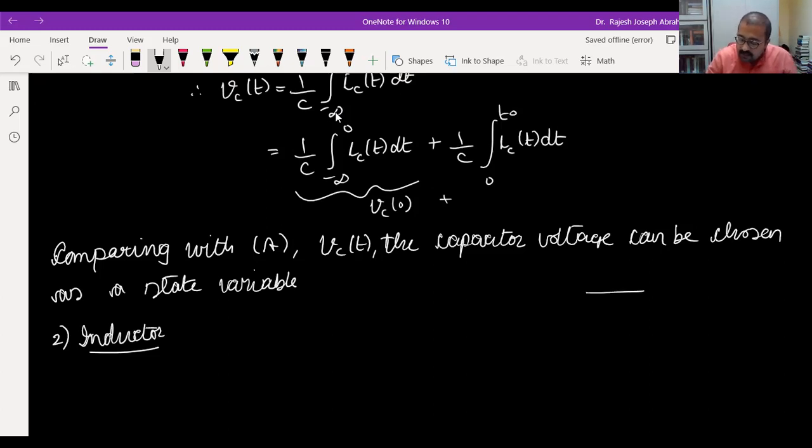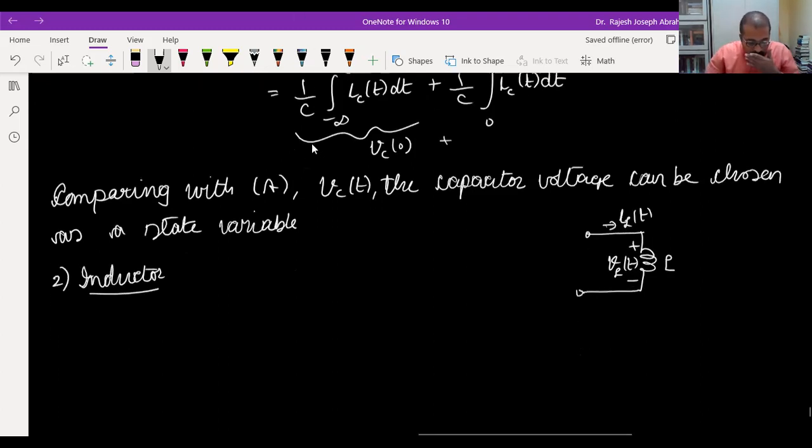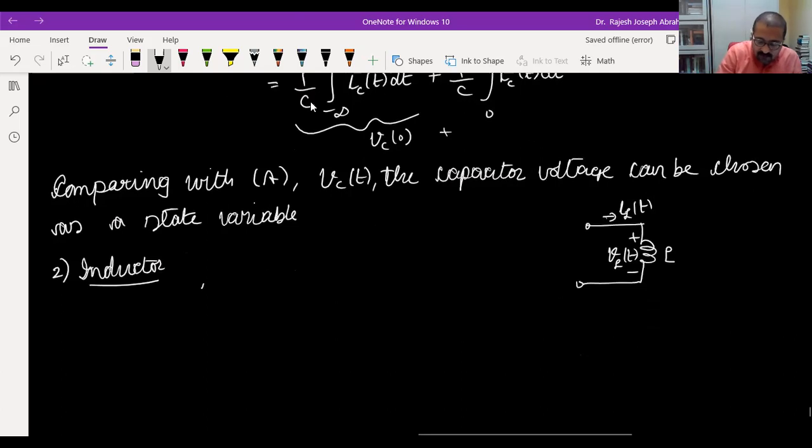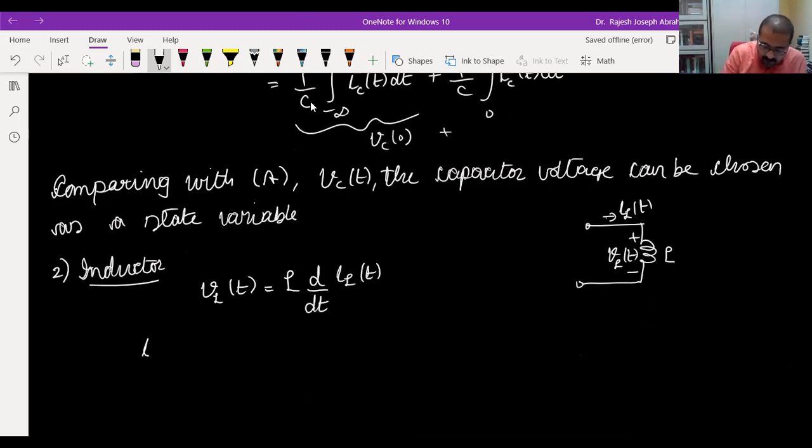In the inductance, what happens? It stores energy in its magnetic field. This is inductance L, this is VL of t, and this is IL, the current through the inductance. What is the voltage across the inductance? L into d by dt of IL of t. Or what will be the current through the inductance? IL is 1 by L integral VL dt.